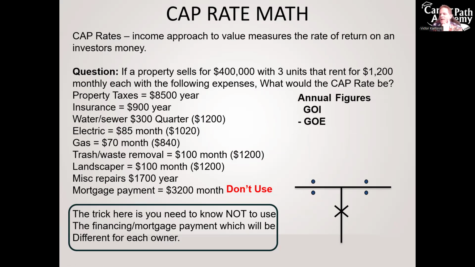So gross operating income minus gross operating expenses will give you the net. The gross operating income is $43,200 a year. Take that 3,600 times 12, you get 43,200. If you add up all the expenses, you get 16,560, which gives you a net operating income of 26,640. You all following me?